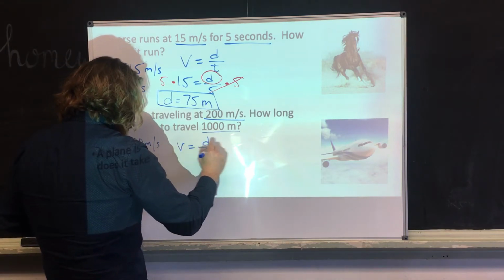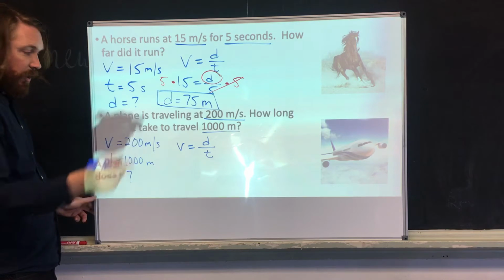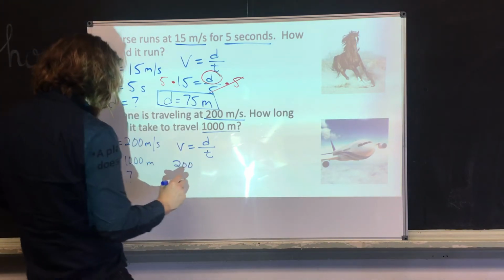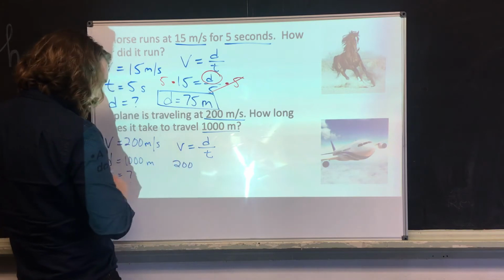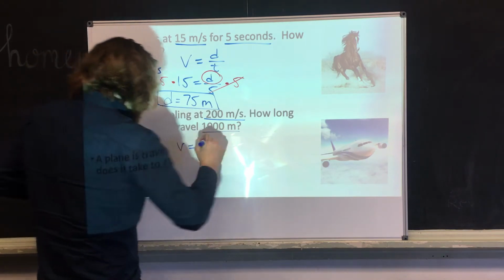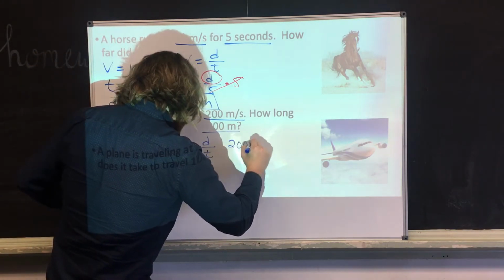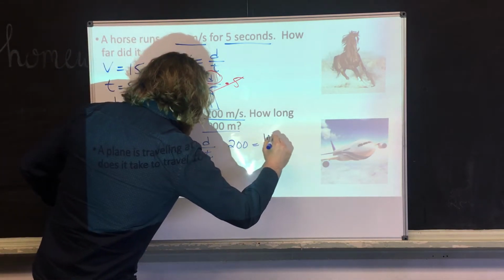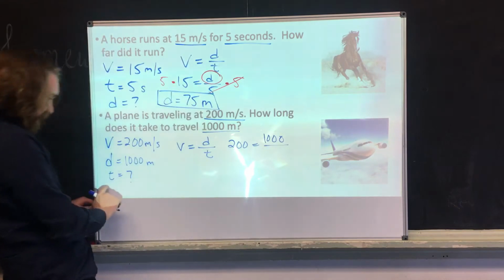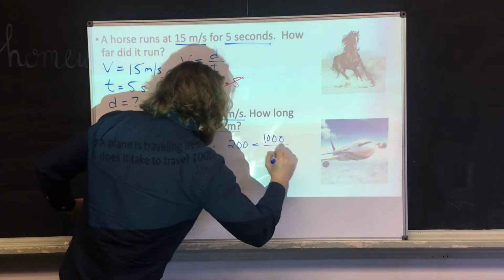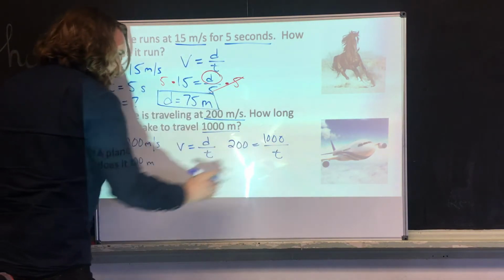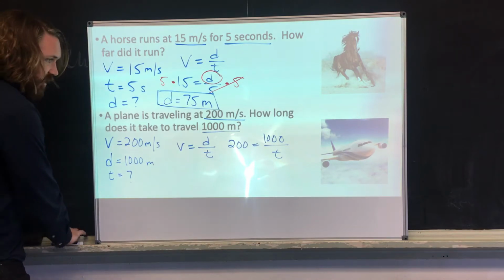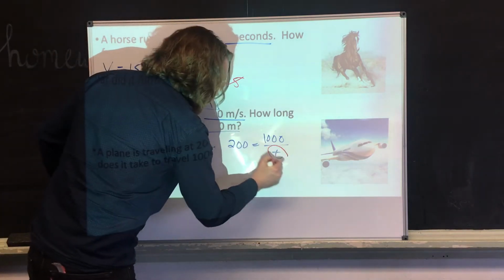Next step, write down the equation. Velocity equals distance over time. Plug in our numbers. V is 200. And that equals, here, let me do this over here actually. V is 200, and that equals my distance, which is 1,000, divided by time, which is I don't know. Okay? Plug the numbers in there. Next step, what are we trying to get by itself? We're trying to get time by itself, T.